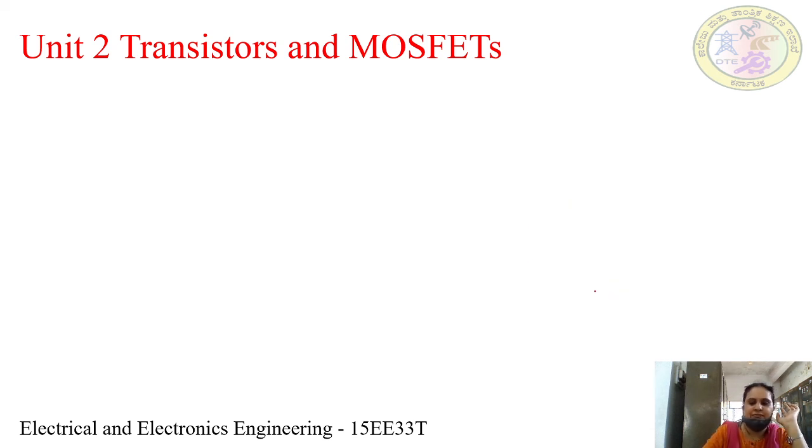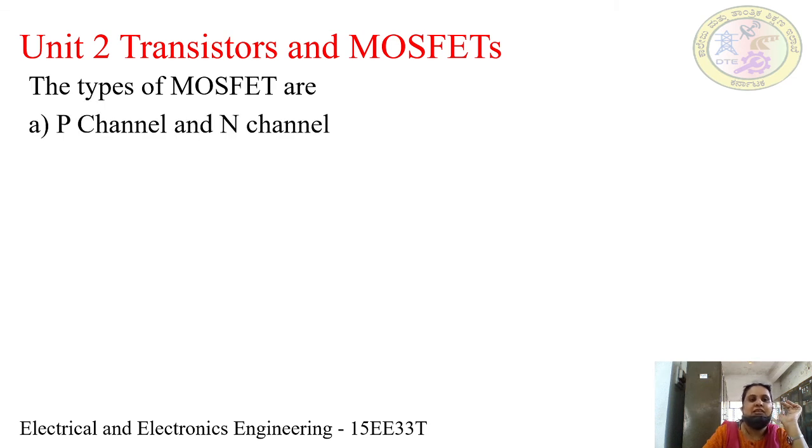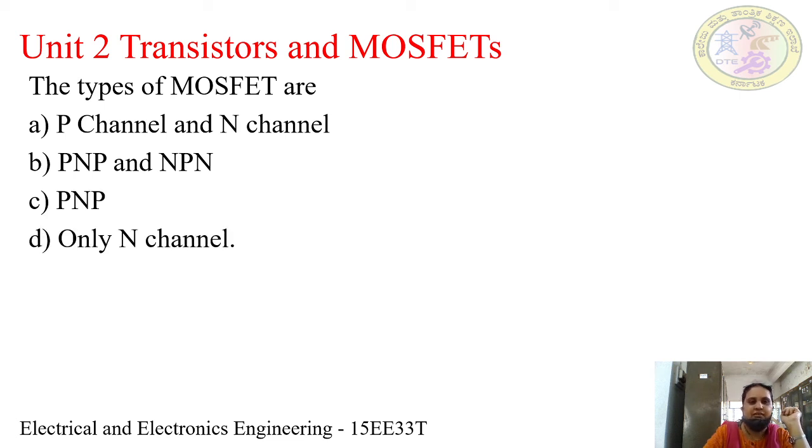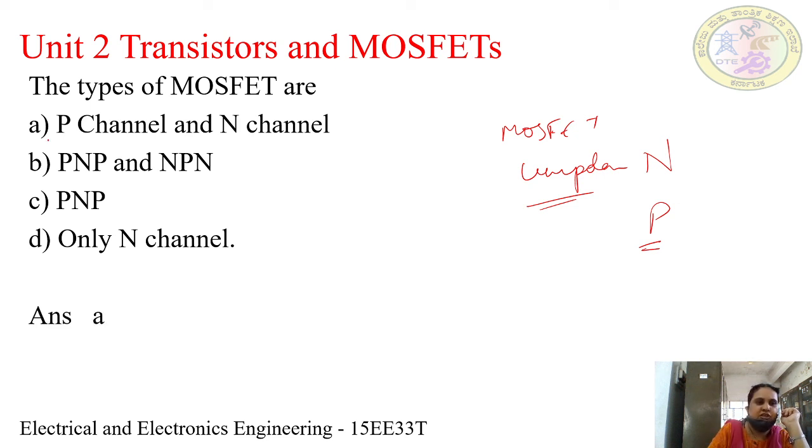Next question. The types of MOSFETs are P channel and N channel, NPN and PNP, only PNP, or only N channel. The MOS devices we just studied are unipolar devices. Unipolar means only N will be helping or only P will be helping. So I guess you have got the answer. The answer is A, that is P channel or N channel.